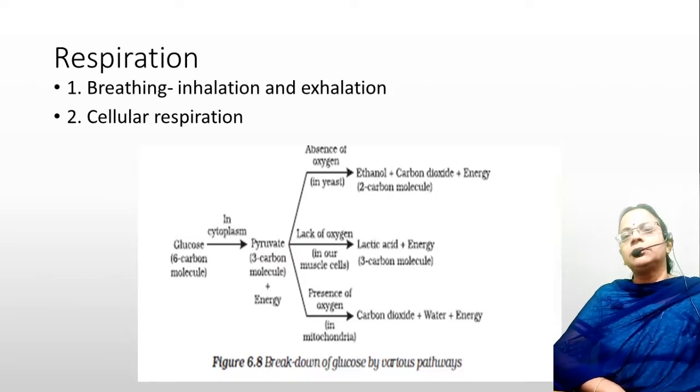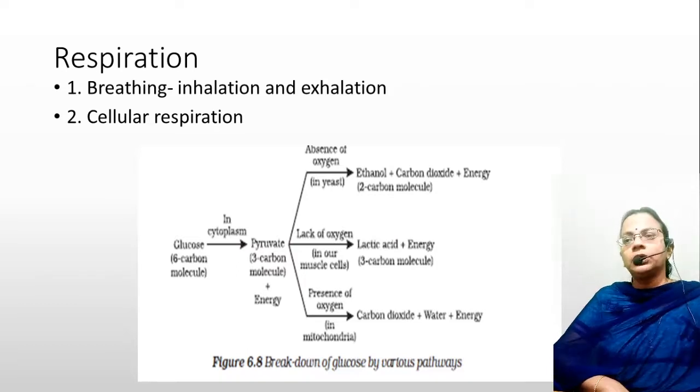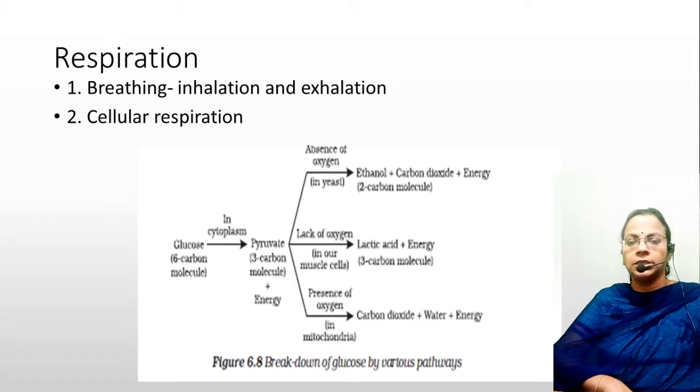Then when we move on to the breakdown of glucose by various pathways, that is this flow chart in the figure. That flow chart is very important. In all the cells, cellular respiration takes place within the cell, and in all the cells in the cytoplasm the first step is called glycolysis. The word meaning is glyco means glucose, lysis means breaking.